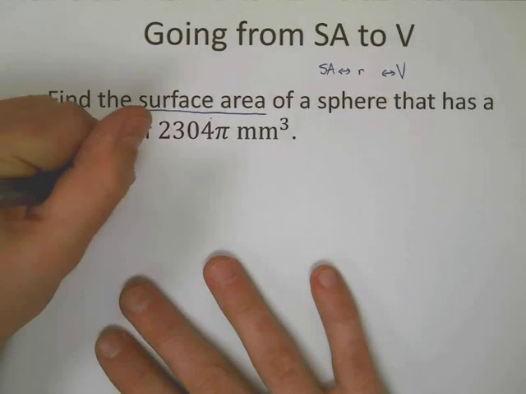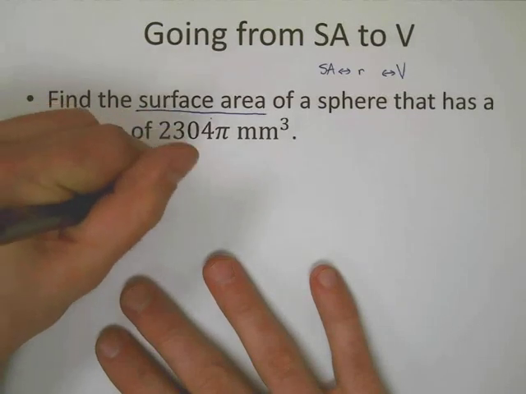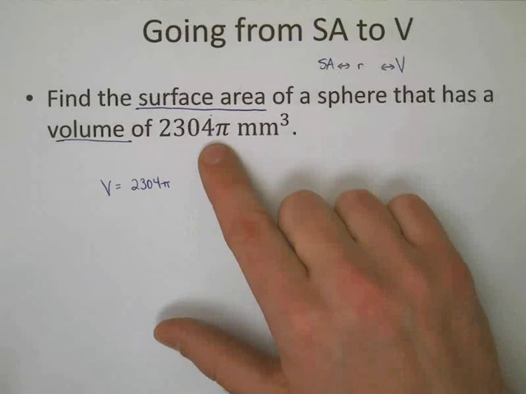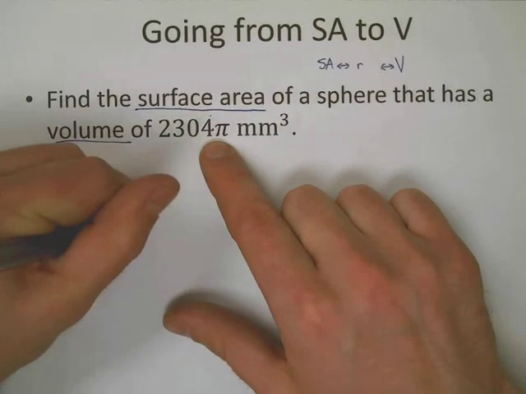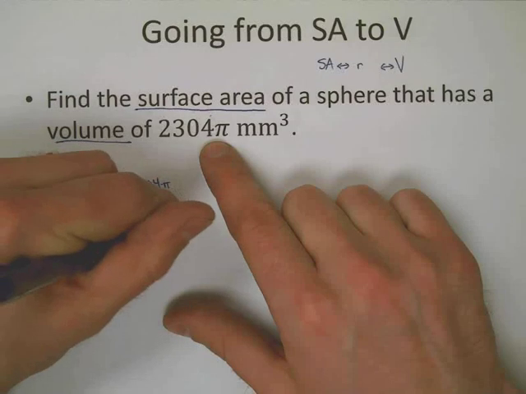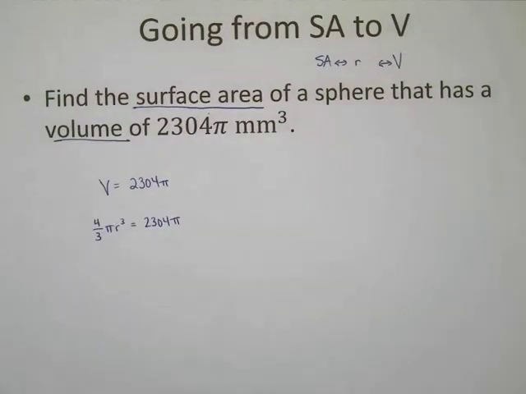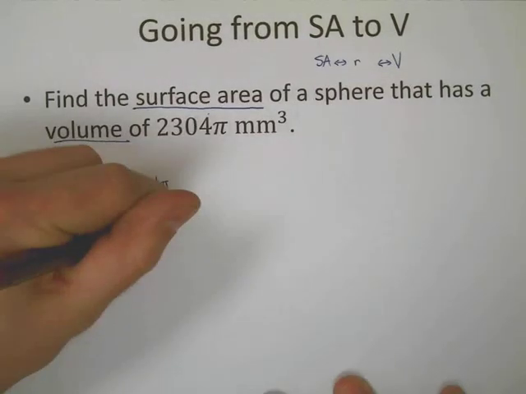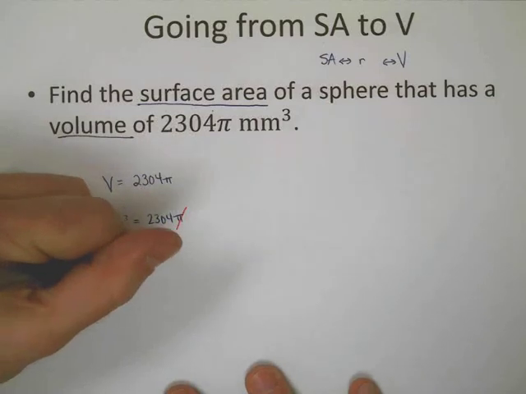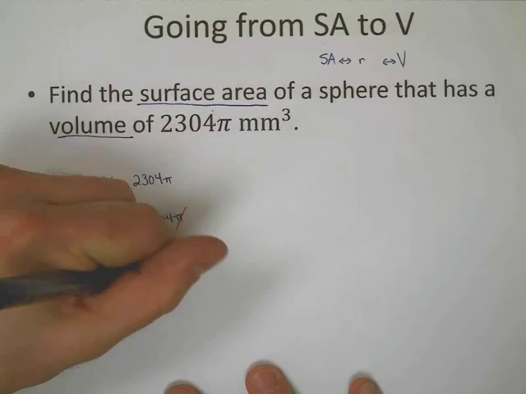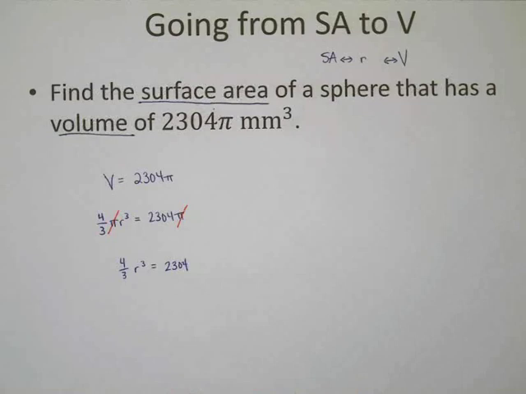The volume of this sphere that I have is 2304 pi. Well, volume can be found by 4/3 pi r cubed. And I know that if I plugged in the right radius, I get 2304 pi. Well, conveniently, we have a pi on both sides, so it goes away. And so I'm left with 4/3 of r cubed being equal to 2304.